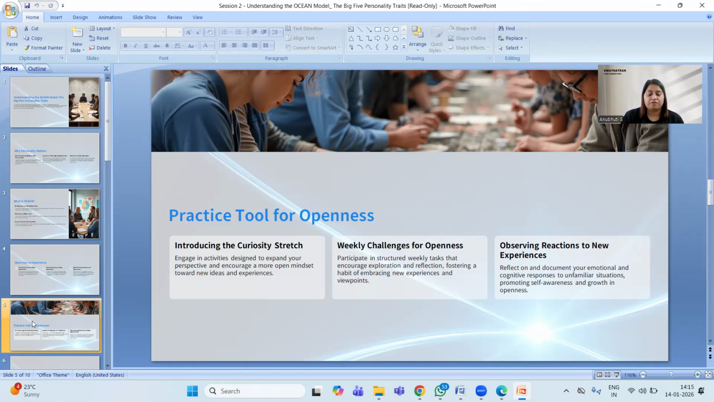Now, weekly challenges for openness. You can participate in a structured weekly task that encourages exploration and reflection, and fosters a habit of embracing new experiences and viewpoints. Observing reactions to new experiences: by the end of any workshop or session you have attended, you can reflect and document your emotional and cognitive responses to the unfamiliar situations, promoting self awareness and growth in openness.